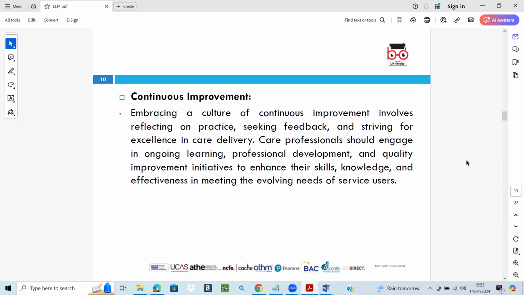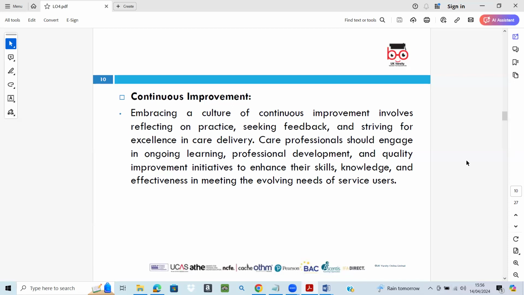Continuous improvement means constantly reflecting on our practices, seeking feedback from peers, service users, and supervisors, and being open to learning and adapting. This proactive approach ensures that our services remain effective, relevant, and responsive to the changing needs of those we care for. Continuous improvement is not just about correcting mistakes, it's about striving for excellence in every aspect of care. This involves engaging in ongoing learning and professional development opportunities.